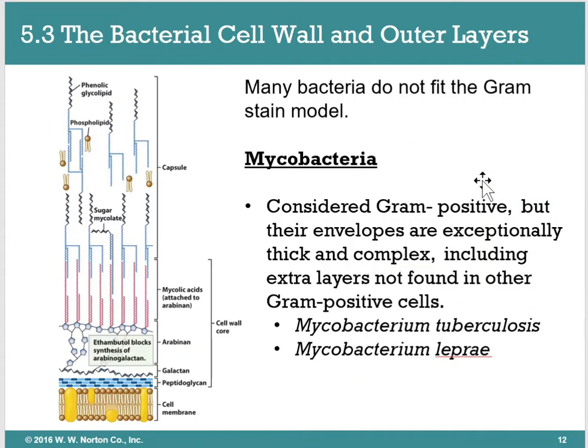And then with the last one, they are generally considered gram-positive, but they have a cellular envelope that is extremely thick and complex. So this entire thing right here is their envelope. The majority of this figure is their envelope, and know that within their envelope they have mycolic acid. An example of that is tuberculosis.